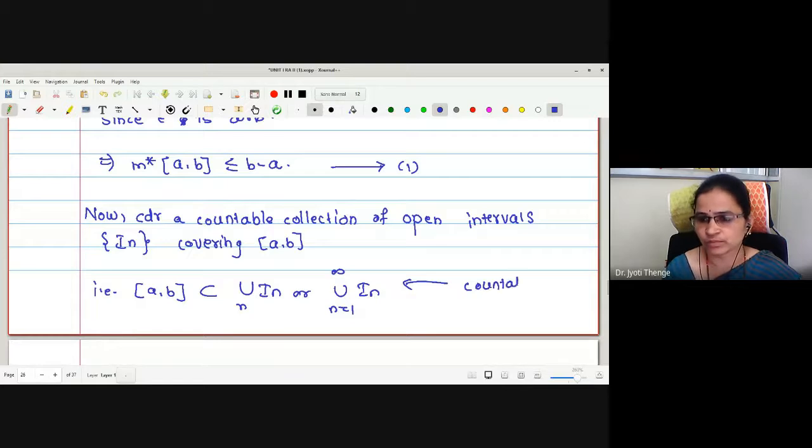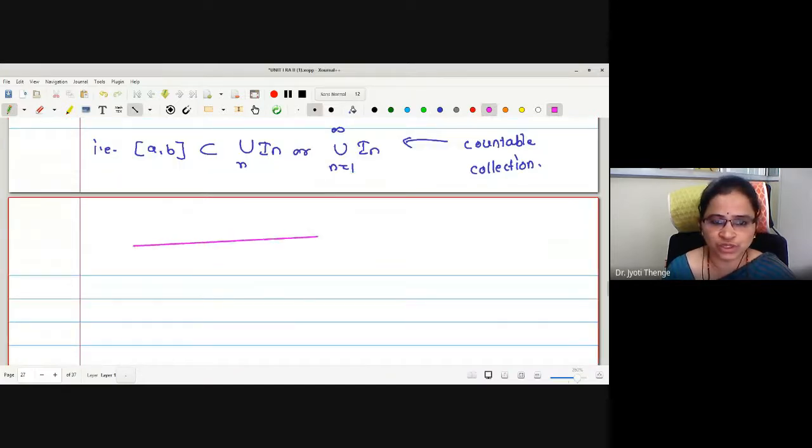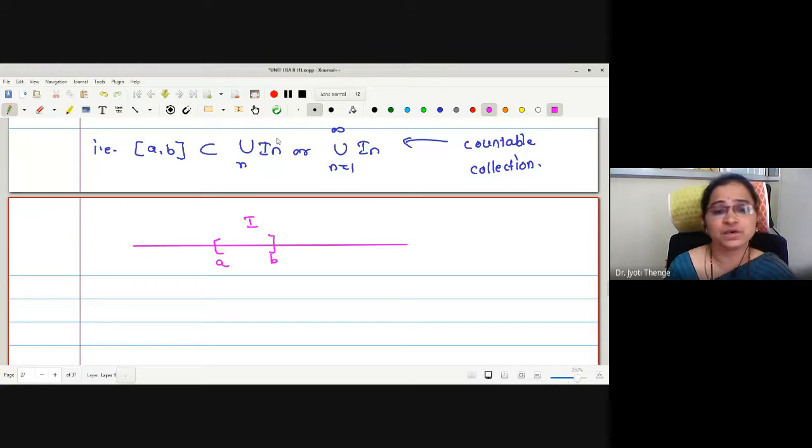Right now, if you are having difficulty at any step, you can stop me and ask. Okay, for this interval we have found the collection of open covering. What kind of covering it is, let me show. I have shown you in the previous lecture also, but still, if this is my closed interval [a, b], say I, our aim is to find I_n, a countable collection of open intervals which covers it.